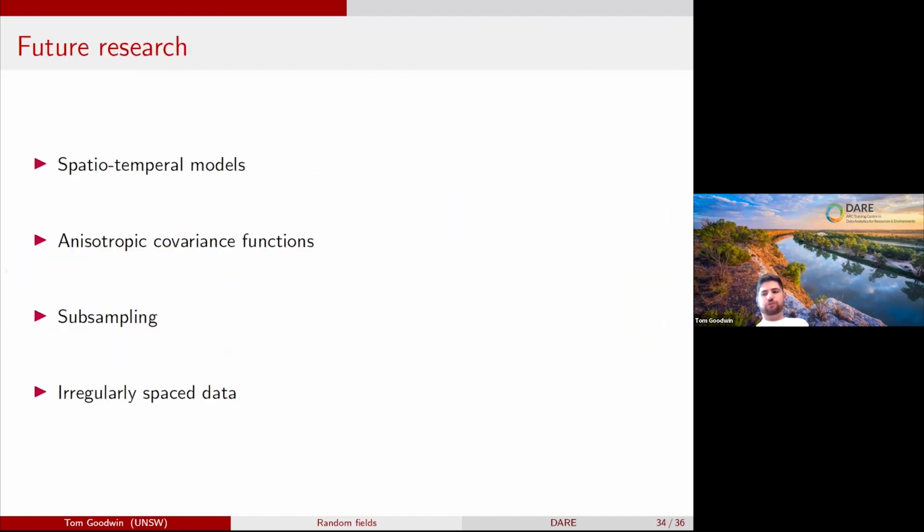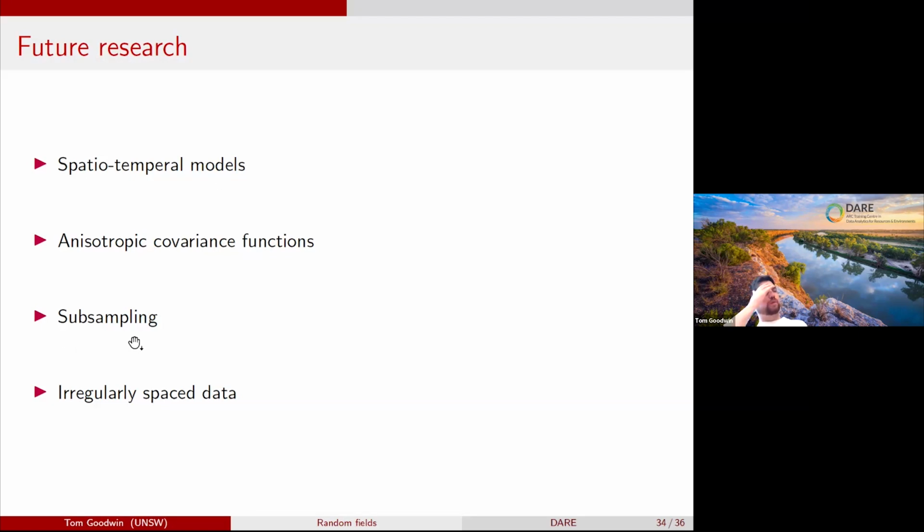And then for future research, hopefully the paper on arXiv will be out soon. We can extend this to spatiotemporal models. We can also do anisotropic covariance functions. I think one of our co-authors has done some work on these two.